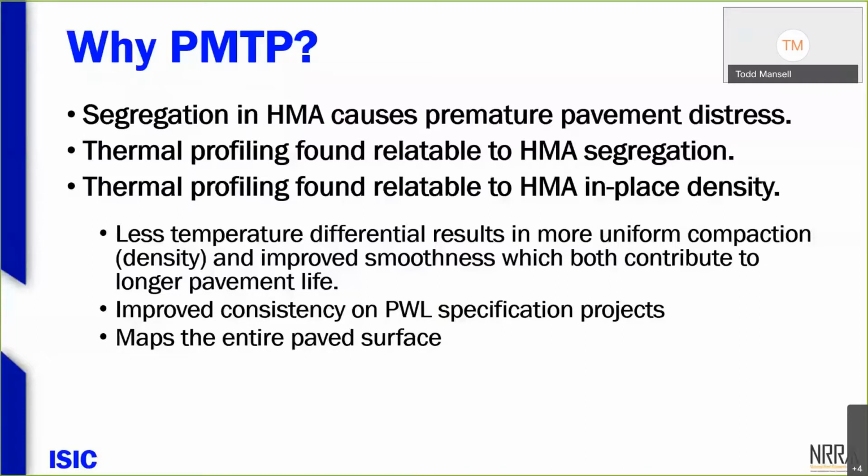We generally know that less temperature differential results in more uniform compaction in the field and improved smoothness, even as it relates to the compaction part of things. Another nice thing from a contractor's perspective on the thermal imaging, and we'll see that more as I go through a few slides and illustrate that, is improved consistency on percent within limit specifications. And again, it relates back to the uniformity of temperature, which relates to more uniform compaction in the field. So another nice thing, it maps the entire paved surface.